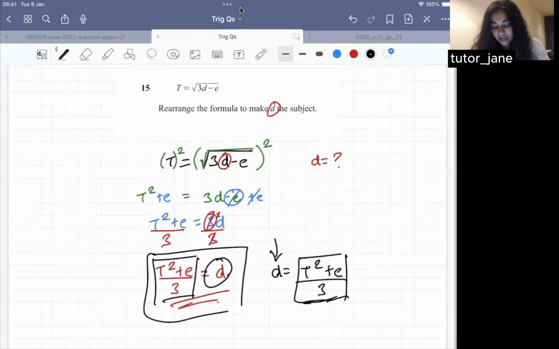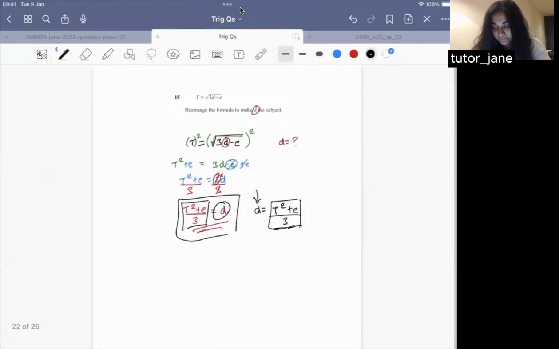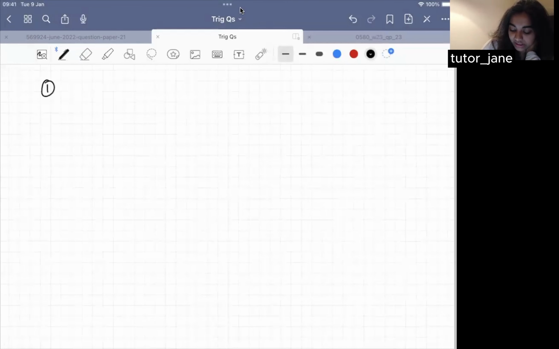Okay, perfect. So now we know how to rearrange formulae. Let me give you some practice questions, so we can practice. So we can do these together. So let's do question 1 here.